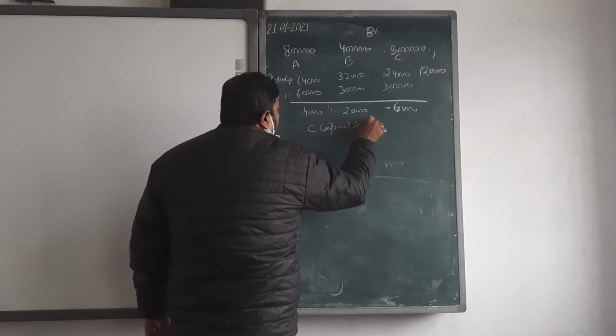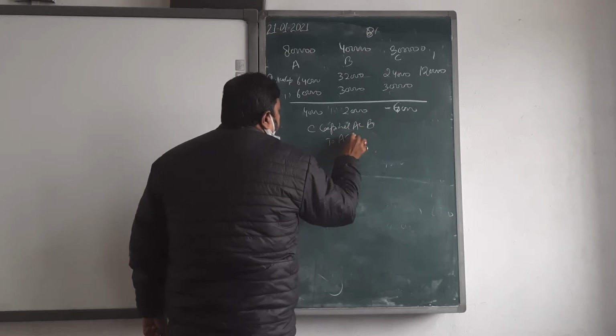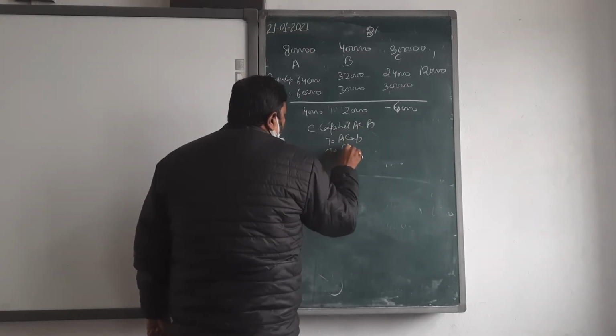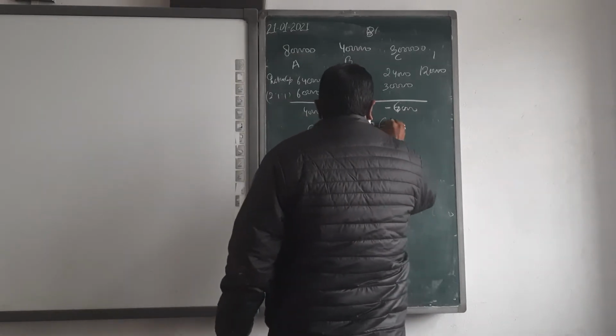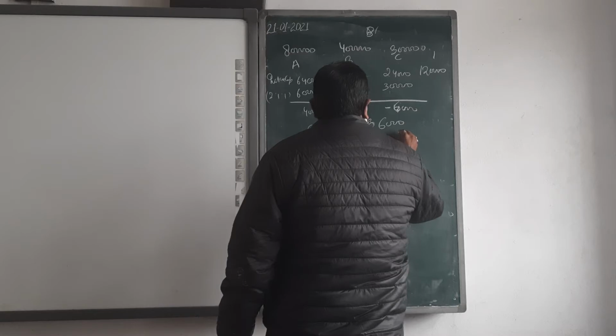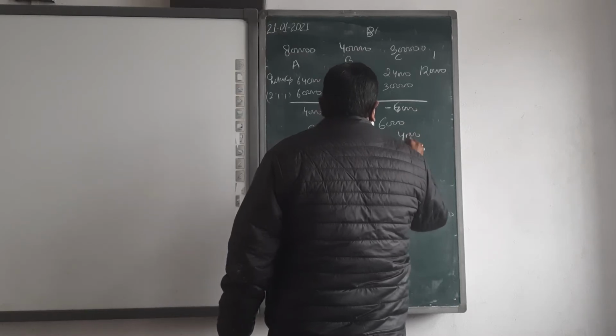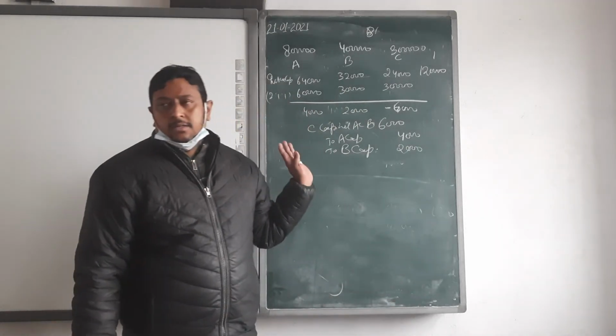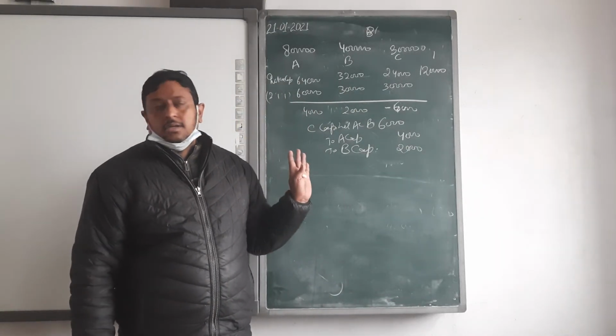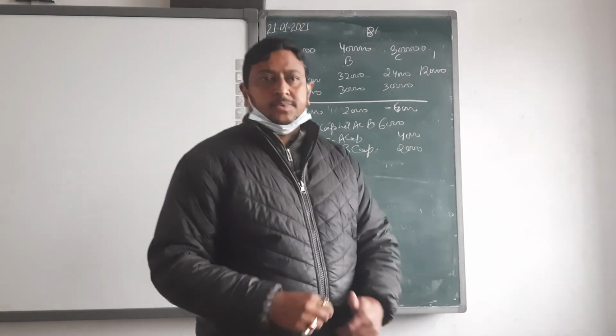Capital account debit to A capital and to B capital. Okay? And in the C 6,000, 4,000 and 2,000. Clear? Clear or not? Yes, sir. Go for the next question. One more.